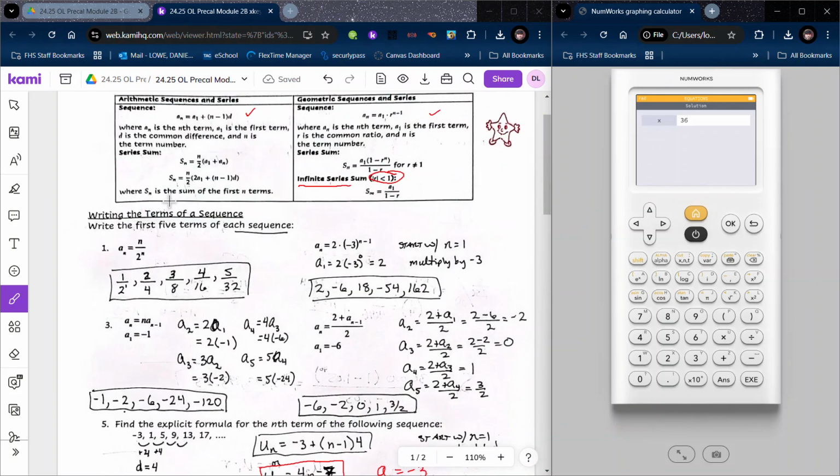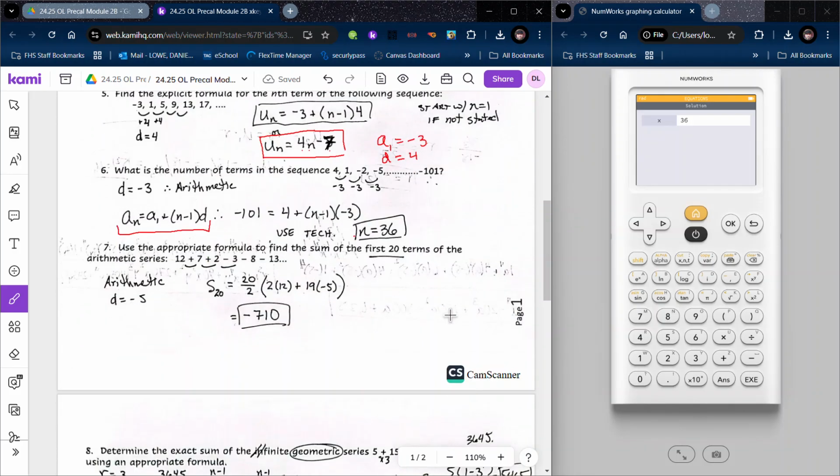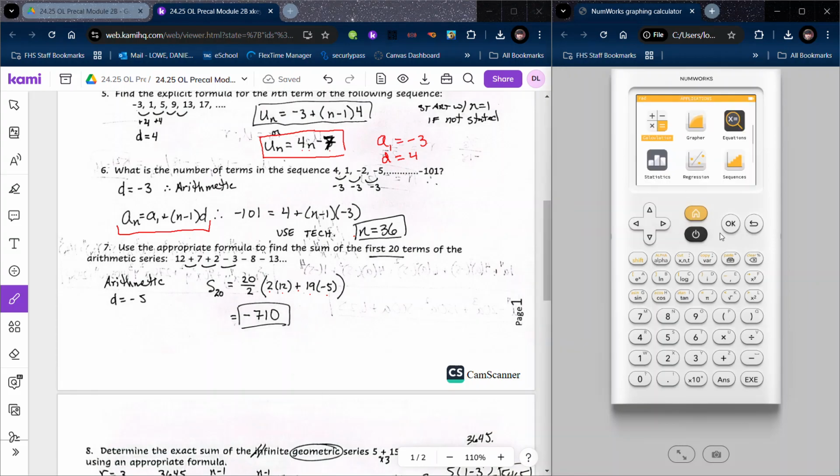All right, once again, we can come over here and say, here's the sum of the first n terms if I don't know the last term. So substitute the values: 2 times my first term plus n minus 1 times my common difference, and I get -710 when I multiply that out with my calculator. I could just come to the calculation piece and do all of that work: 20 divided by 2, parentheses, 2 times 12 plus 19 times -5, close parentheses, and I see I get that -710.